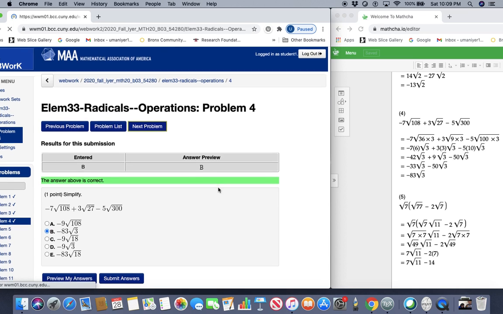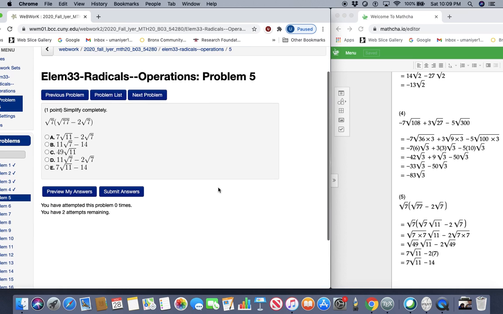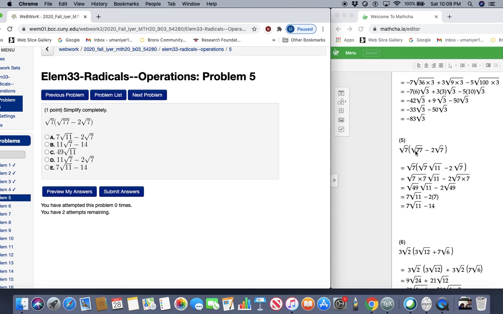Next. Square root 7 times square root 77 minus 2 square root 7. Notice square root 77 is, 7 times 11 is 77, so square root 77 is square root 7 times square root 11. In other words, I need to distribute this to both these terms.